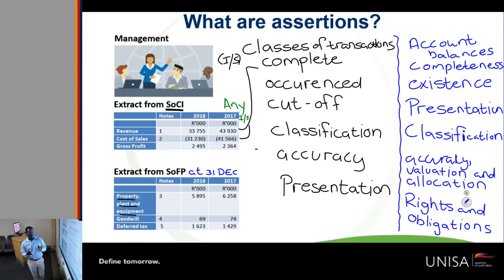There's another category of assertions called account balances, and those are the claims that management makes about the balances in the statement of financial position. And those claims are that those balances are complete, they exist as at year end, they've been presented adequately, they've been classified correctly, they are accurately valued and allocated, and then that the rights and obligations belong to that entity. It's very important for you to understand the differences between the two categories of assertions and what each and every single assertion is trying to achieve.